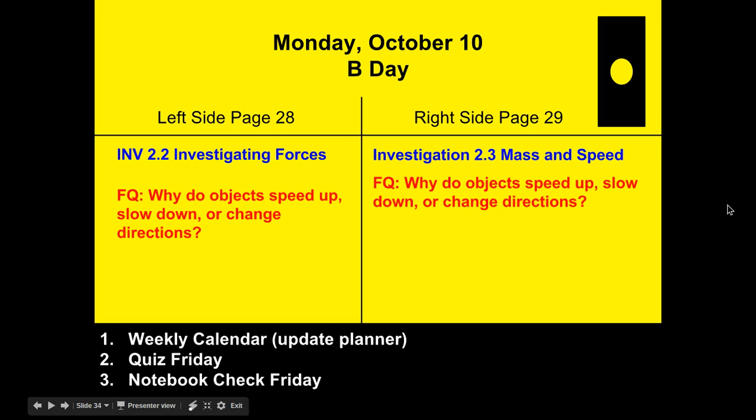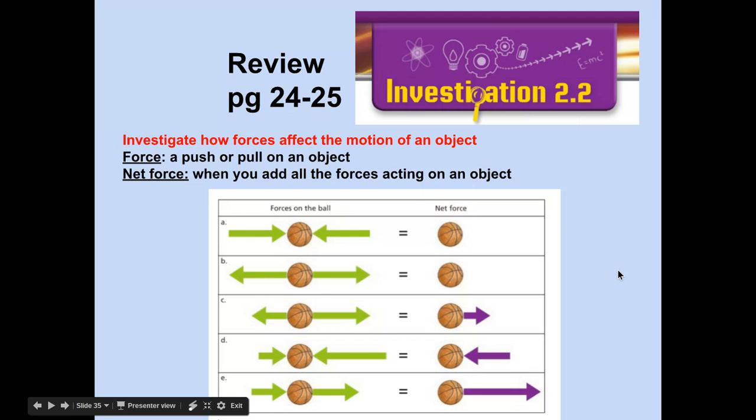Good Monday morning. It is October 10th, and we are back on page 29 today. Investigation 2.3, mass and speed, still checking out why objects speed up, slow down, or change direction, all part of lesson 2. And when you get time, make sure you update your weekly calendar in your planner. We're going to be taking a quiz on Friday and also a notebook check Friday. So a lot of things going on this week: investigations, a reflection, and then a notebook check and a quiz.